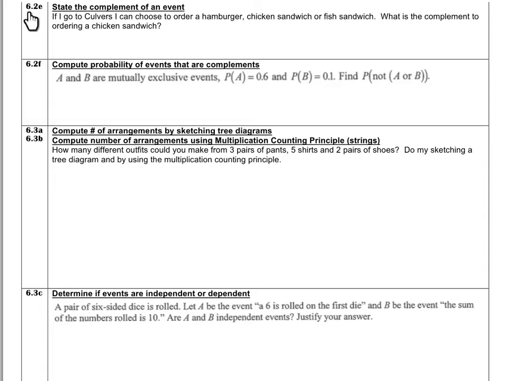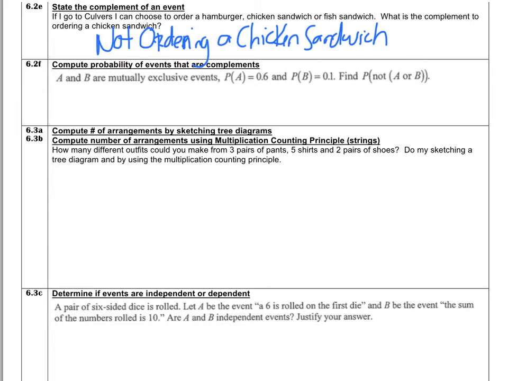6.2e wants us to state the complement of an event. So if I go to Culver's, I can choose to order a hamburger, chicken sandwich, or fish sandwich. What is the complement to ordering a chicken sandwich? Well, the true complement, you would say, is not ordering a chicken sandwich. In the key here, all I did for complement was change it to not. And another way we could look at it is not ordering a chicken sandwich would also mean just ordering a hamburger or a fish sandwich.